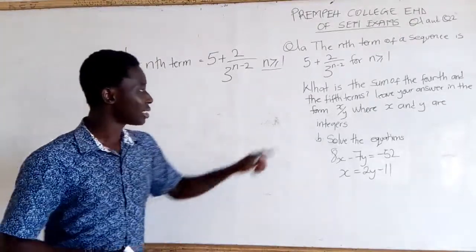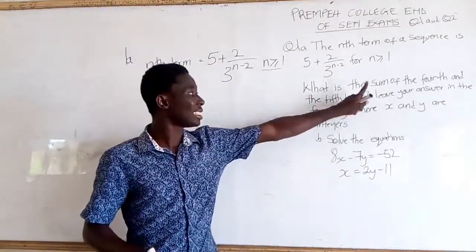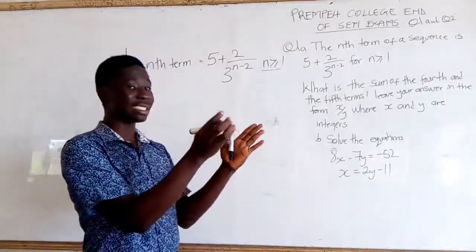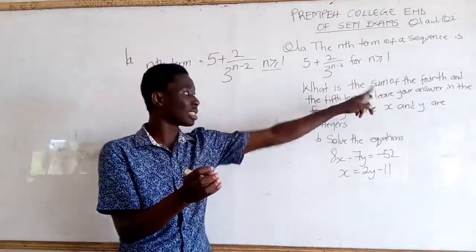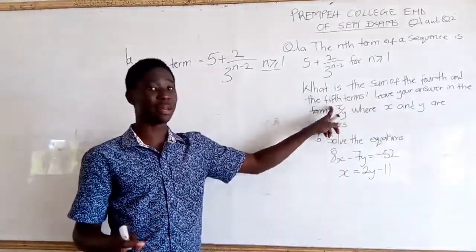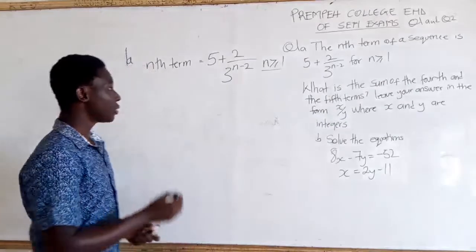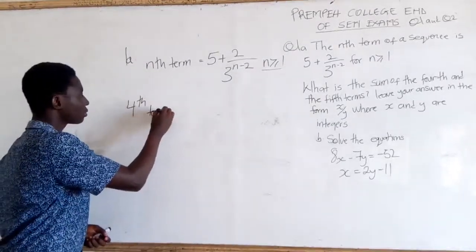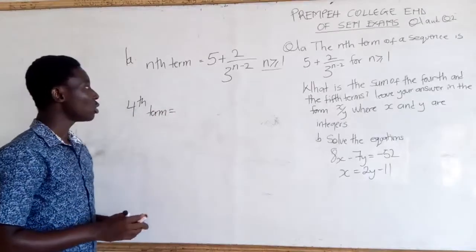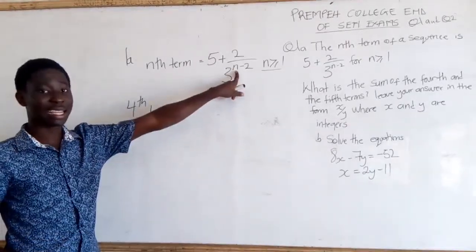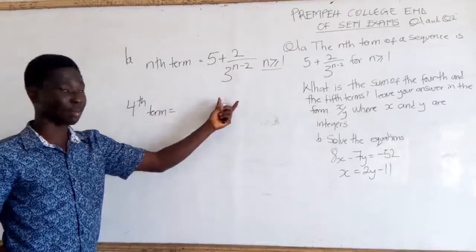Now the question is, we are to find the sum of the fourth and the fifth term. So we are to add the fourth and the fifth term. But in this case, we don't know the fourth term, we don't know the fifth term, so we have to find them. So the fourth term is equal to, we are going to fix 4 into wherever you see n to get our fourth term.